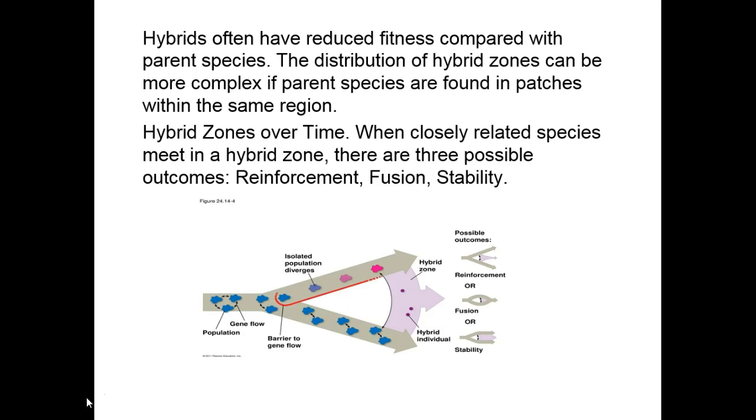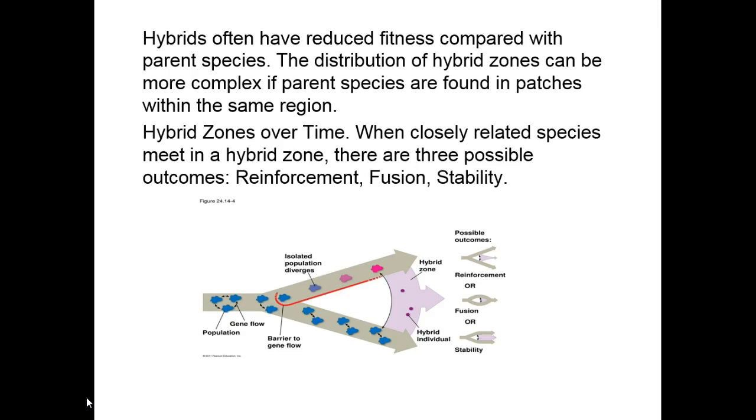Generally, hybrids, as we talked about before, have reduced fitness compared to the parent species, because think of it, both parents are highly adapted to their particular environment. Now you have an environment that's a mix of the two, that hybrid zone, so of course they're going to be somewhat reduced compared to their parents. That's what we're talking about, reduced fitness.